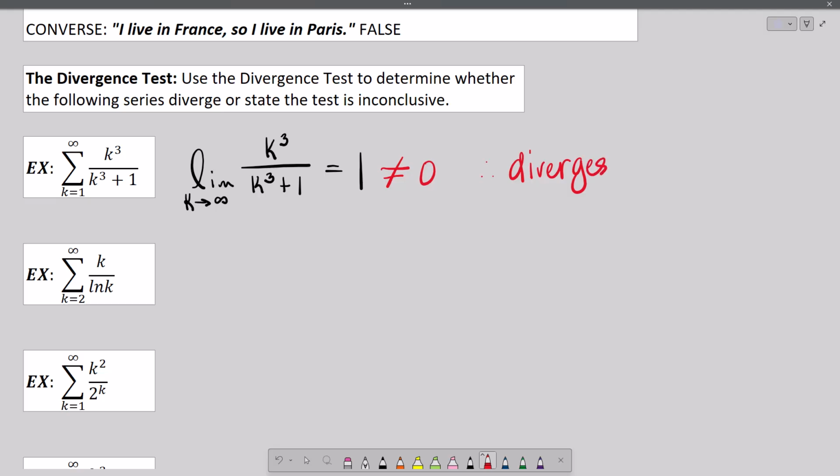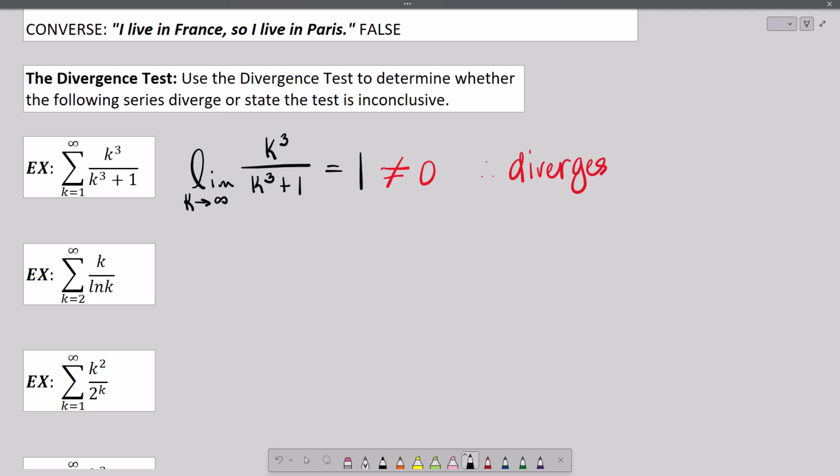Because in the end, it's like adding 1 plus 1 plus 1 plus 1 plus 1 in the tail of the series. It's like adding 1 to itself forever, which is diverging. If you add 1 to itself forever, you get a ton. It diverges. Okay, how about the second one?